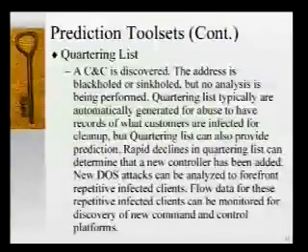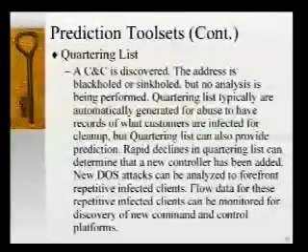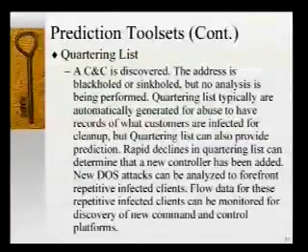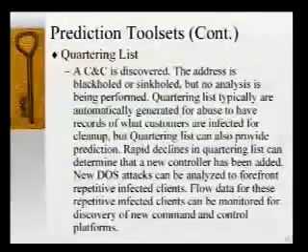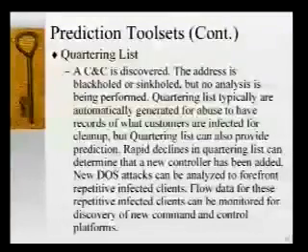Quartering list. So, like I mentioned, if we do discover a CNC, we essentially replicate it and we black hole it or sinkhole it. So the quartering lists are typically automatically generated to our abuse records for what customers are infected, for cleanup. But the quartering list can also provide something of a predictive nature.